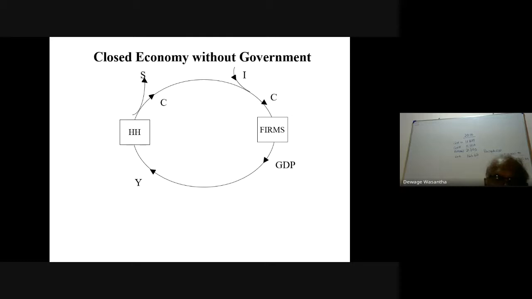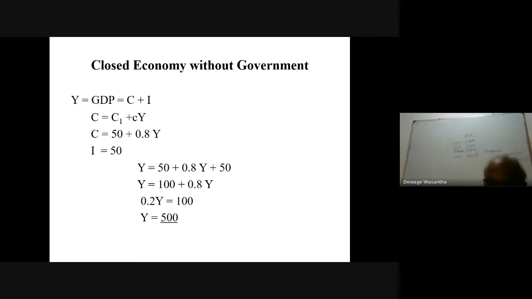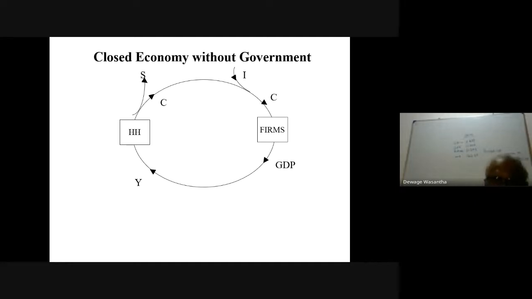Consumption, you can calculate. I have given investment 50. Investment equals savings for this one: I equals savings, 50, 50. You are getting 500. Therefore, what is C? C equals 500 minus 50, 450. Consumption expenditure is 450.